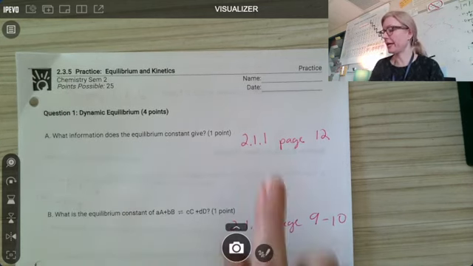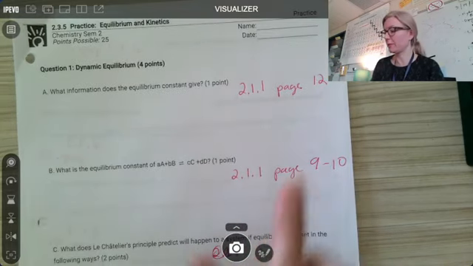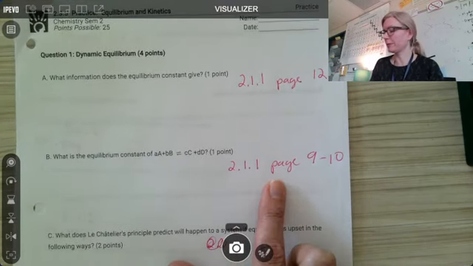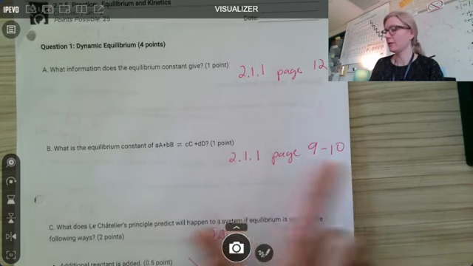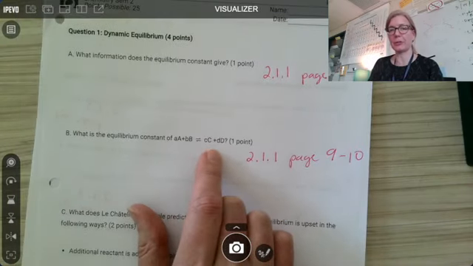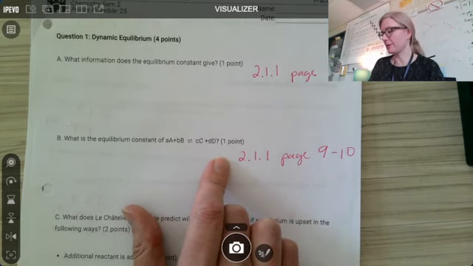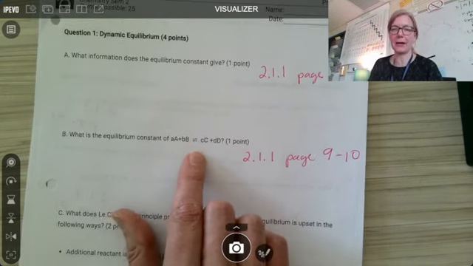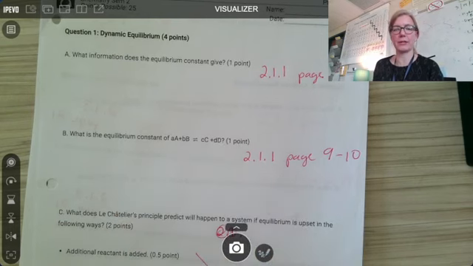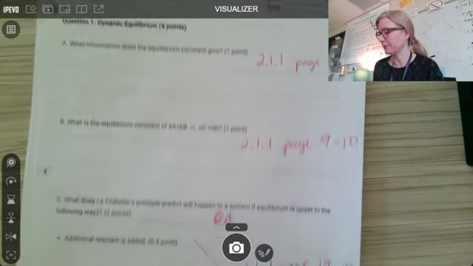So question 1A is in 2.1.1 page 12, 1B is 2.1.1 page 9 and 10. They're doing it with a hypothetical equation, okay? So these aren't actual elements or numbers, so you're just going to use lowercase a's and capital A's, etc. in your equilibrium constant expression.